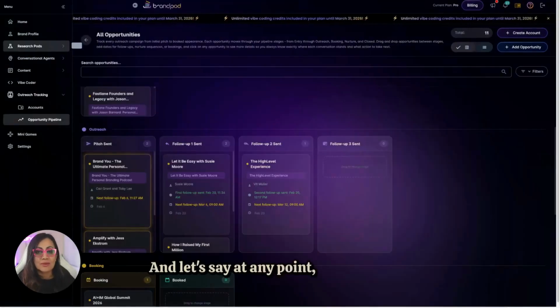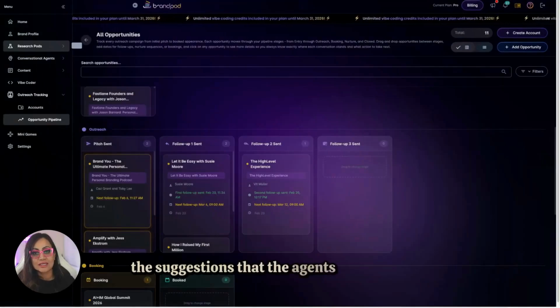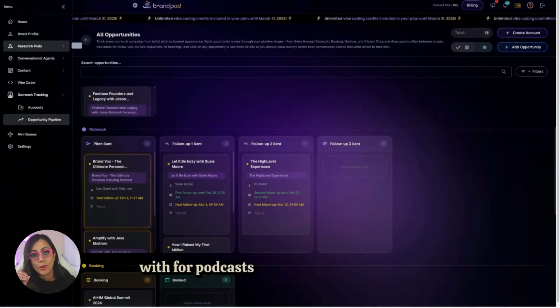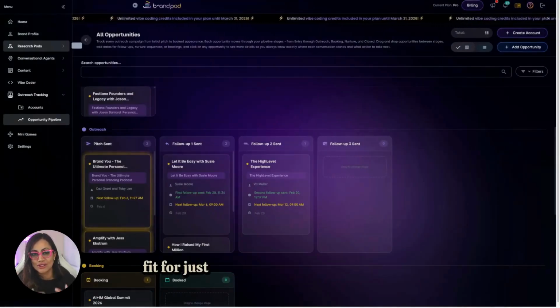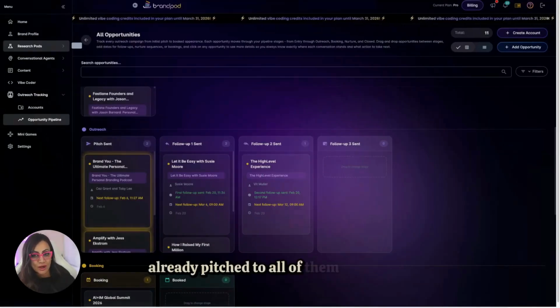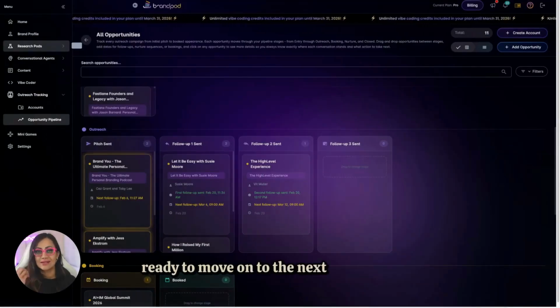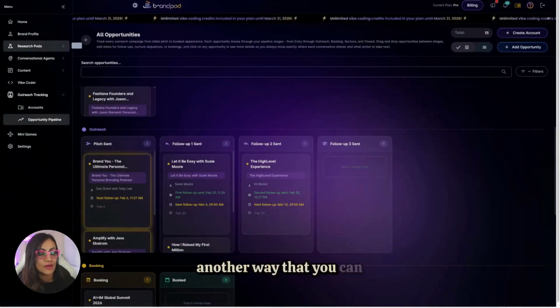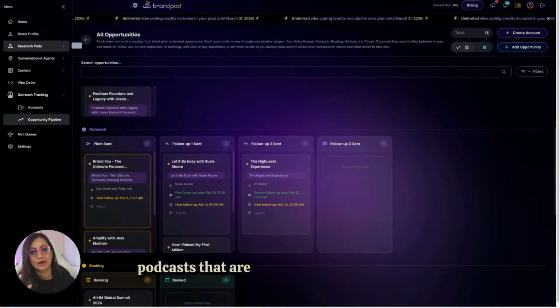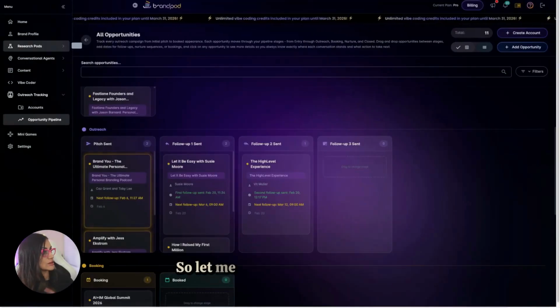And let's say at any point, if you feel like the suggestions that the agents have come up with for podcasts that you would be a good fit for just aren't doing it, or maybe you've already pitched to all of them and you're ready to move on to the next podcast hosts, there's another way that you can source podcasts that are trending in your industry and the ones that are a good fit for you. So let me show you that as well.